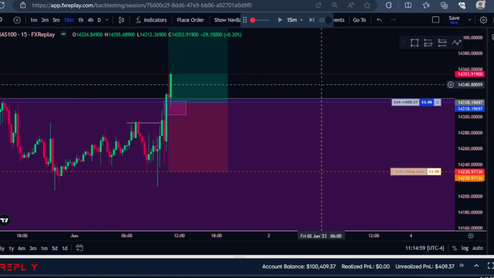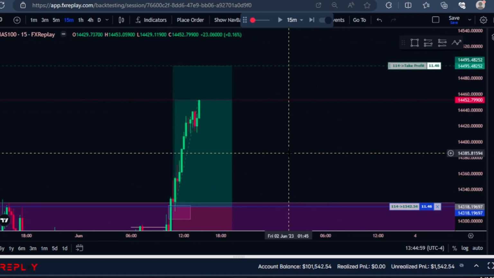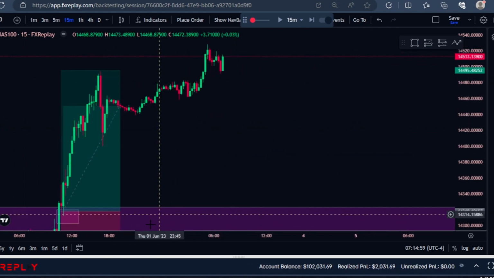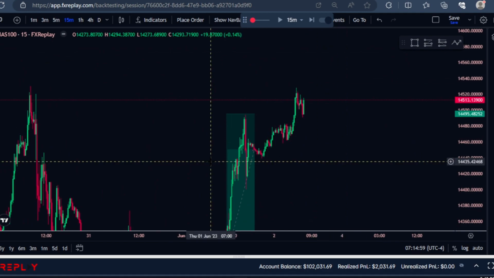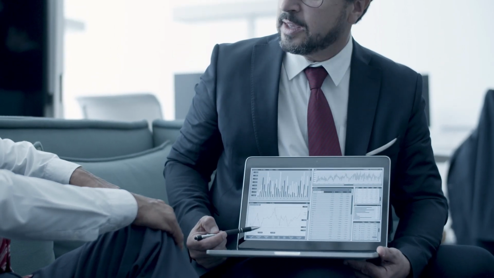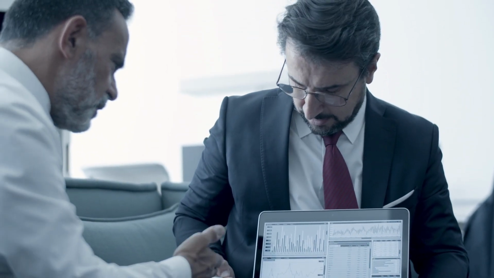We got tagged into our trade almost immediately. I will let it run. You can see the price almost shot up to our take profit. We had a little bit of retracement and consolidation, but we eventually hit our take profit. See how we can take trades and make profits solely using fair value gaps.